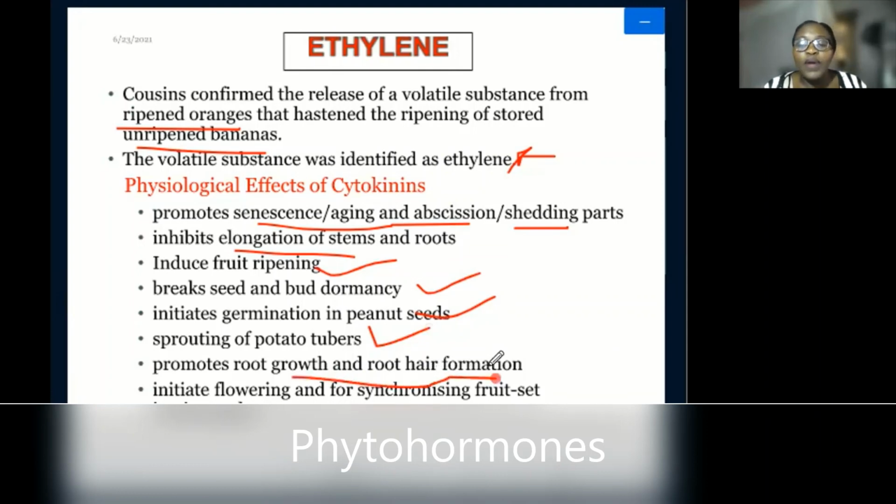So this is now when our plants have matured. So it is more of differentiation more than increase in size. And of course, they also initiate flowering and synchronize fruit set in pineapples. That is the ethylene gas.